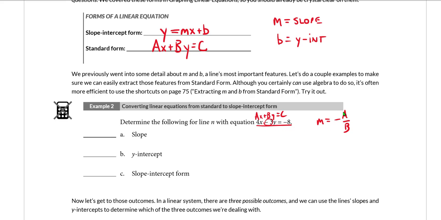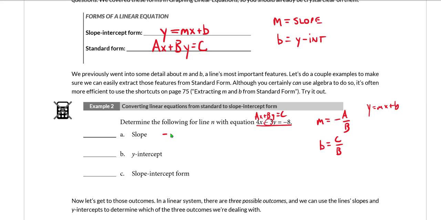So you know that your slope is negative a over b. You know that your y-intercept is c over b. So we are going to use those shortcuts. If you do not know those shortcuts, you should know them. You can also just do this algebraically, where you rearrange into slope-intercept form, y equals mx plus b form. That's perfectly fine, but the shortcuts are useful here.